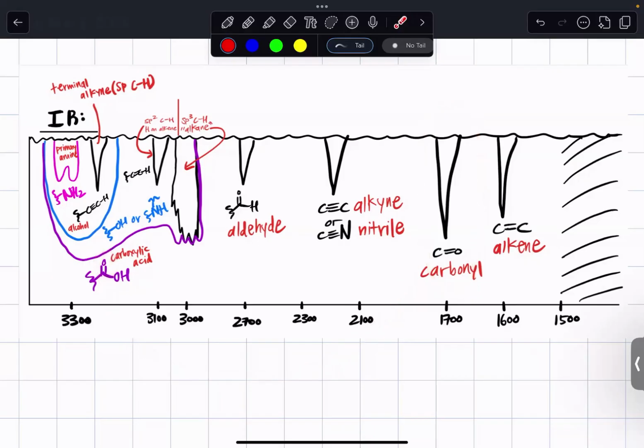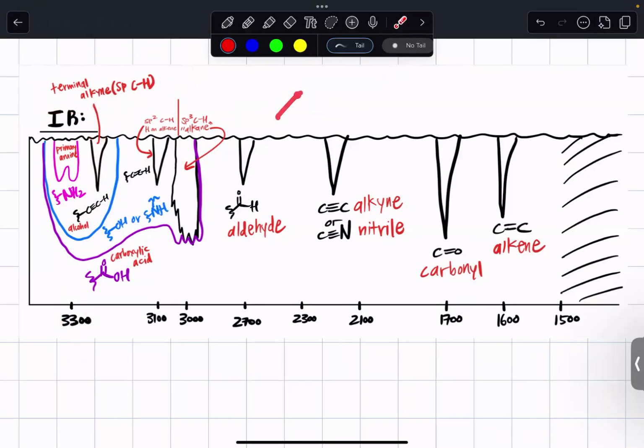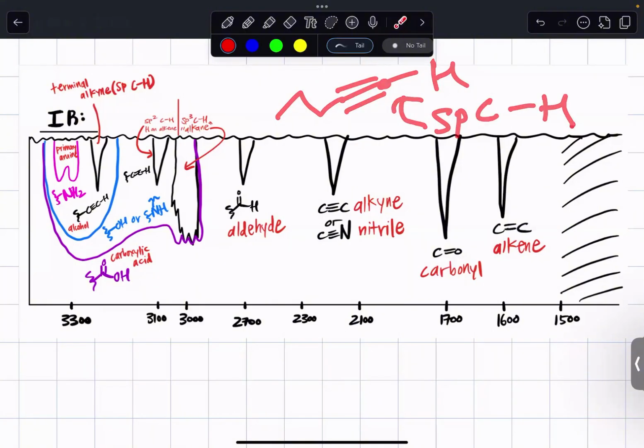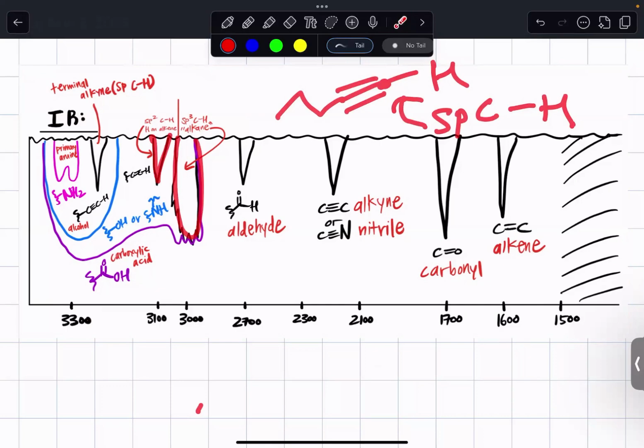So now there's one more peak here that I want to talk about, which is this sharp peak at around 3300, which would represent an sp carbon to hydrogen bond. So if we have some molecule like this, and we're looking at this bond specifically, this bond is in between an sp carbon and a hydrogen. We know that the sp3 carbon to hydrogen bond would be this peak, sp2 carbon with hydrogen would be this peak, and sp carbon to hydrogen would be this peak at 3300. And notice how this sp carbon to hydrogen peak is a terminal alkyne.